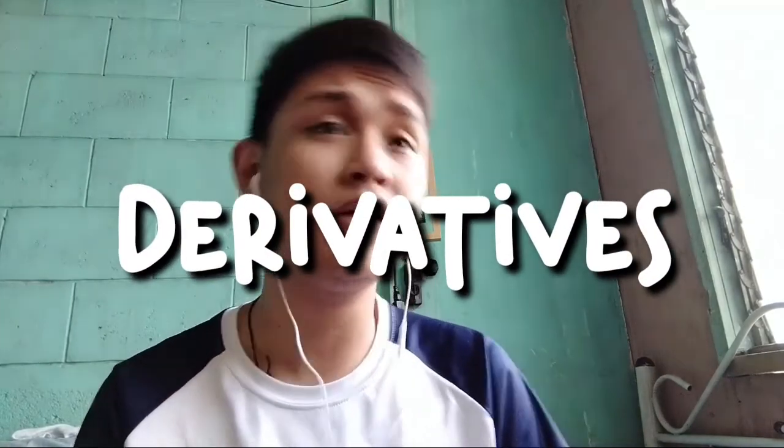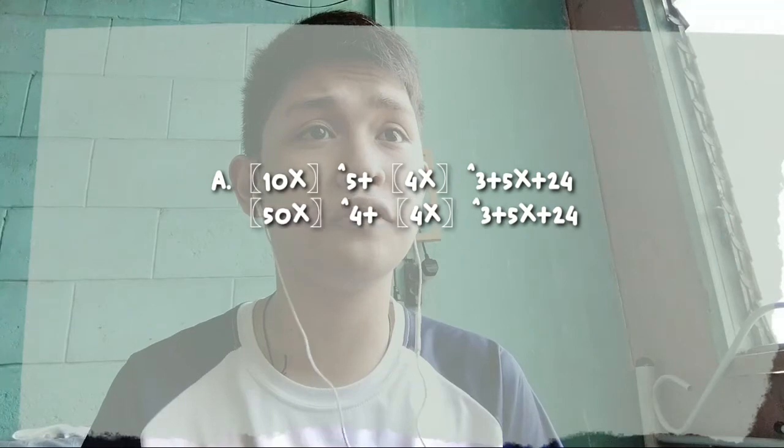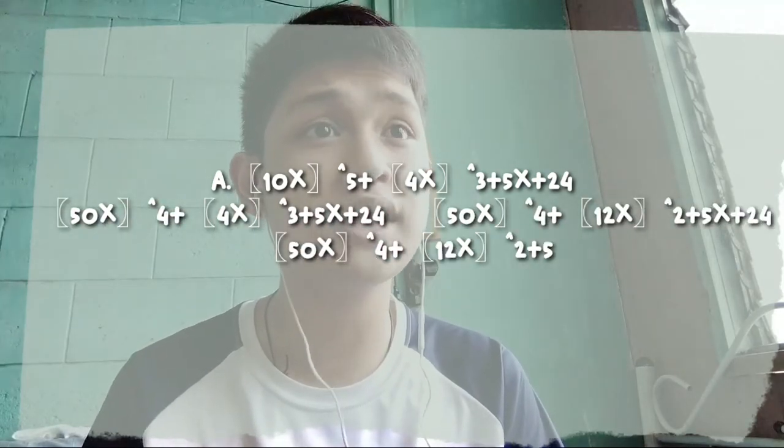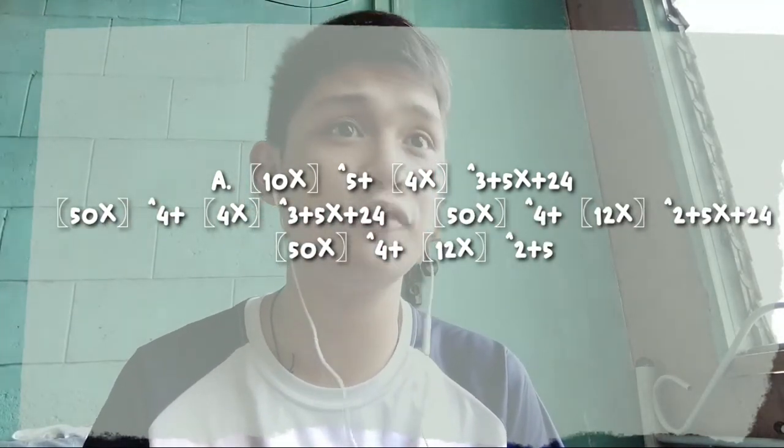Good morning everyone, and now we will tackle the topic involving derivatives. Derivatives involve multiplying the constant to the exponent and reducing the exponent by 1. For our first example problem, we have 10x raised to 5 plus 4x cubed plus 5x plus 24.